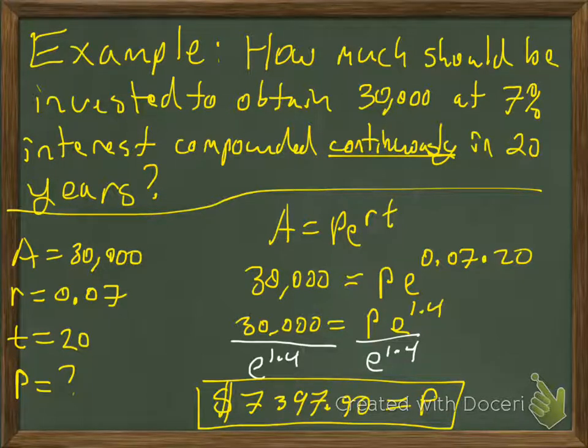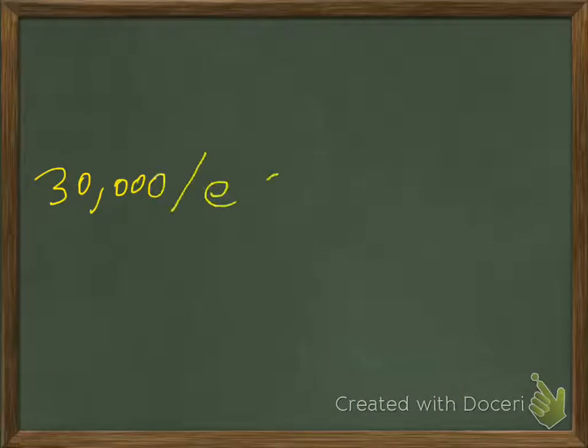How I would enter that into my calculator: 30,000 divided by e, caret, and 1.4. Some calculators, when you hit the e button, it'll give you that already.